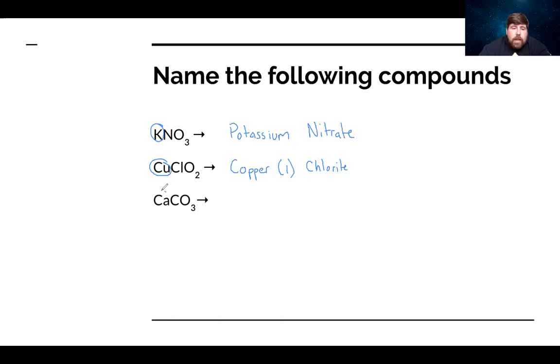The last one that I have here is going to be CaCO3. Ca is the metal calcium. Calcium is not a transition metal, so I don't need to use Roman numerals for it. CO3 is the polyatomic ion carbonate. So this is going to be calcium carbonate.